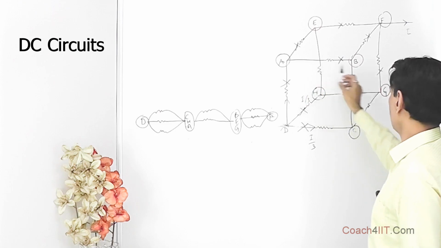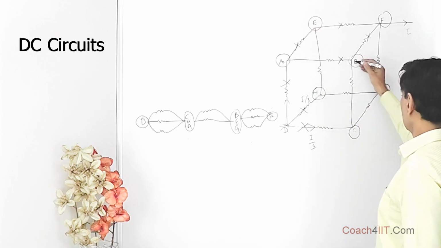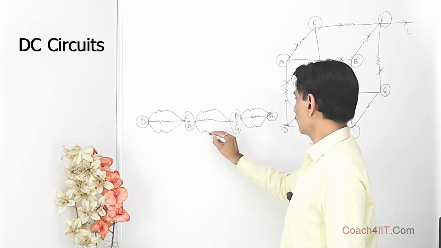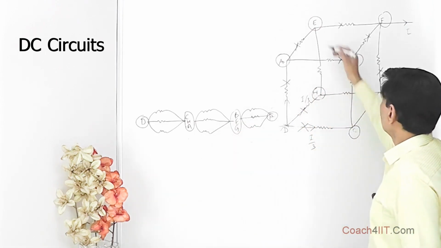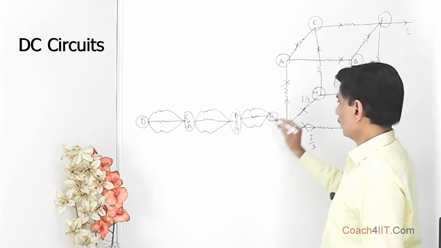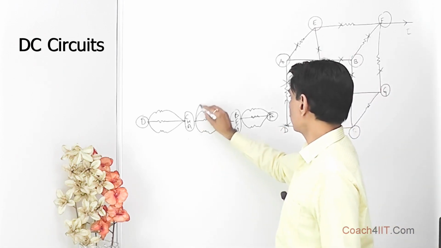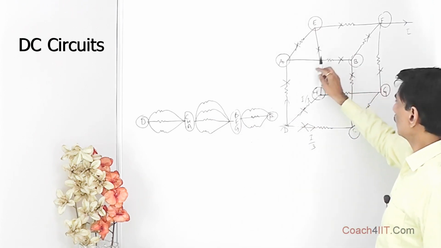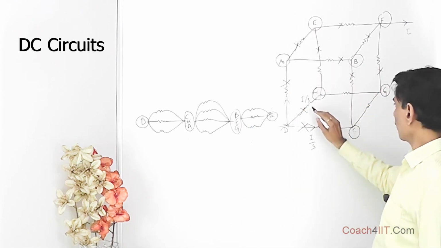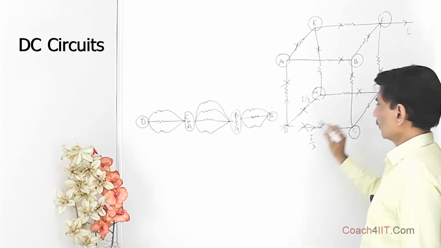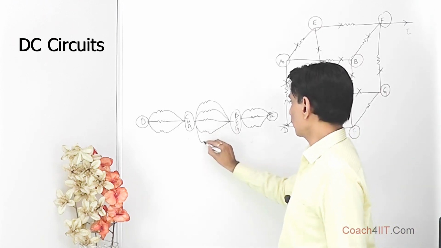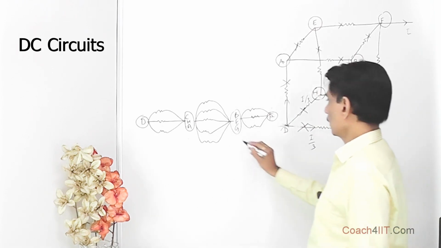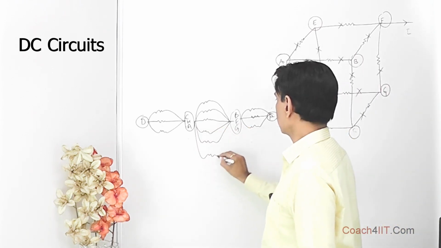Now let's look at the vertical edges. This is done, B and C. B is here, C is here, B and C. E and H, H is here, E is here. So all the vertical sides have been done with. Now over here, H and G, H is here, G is here. Then G and C, G is here, C is here.